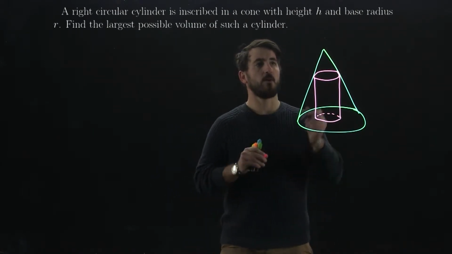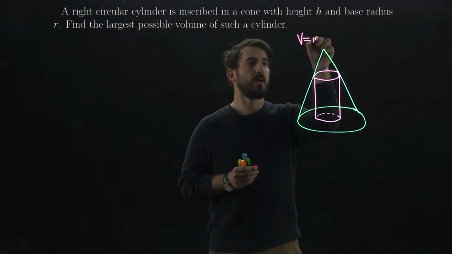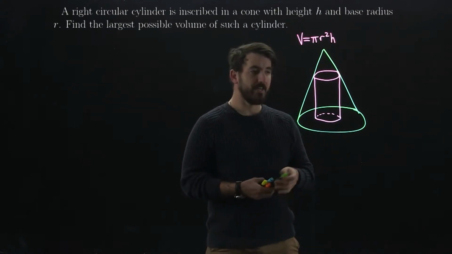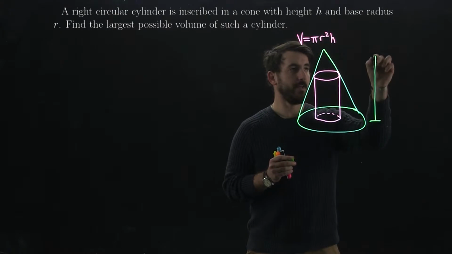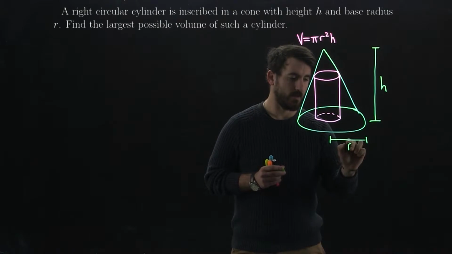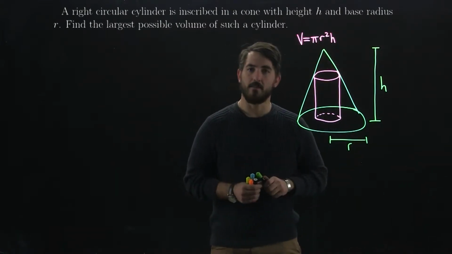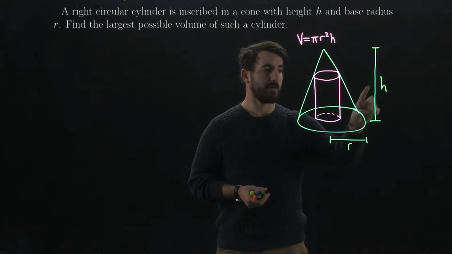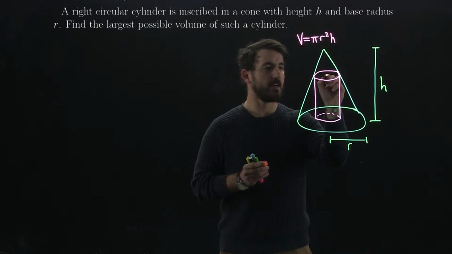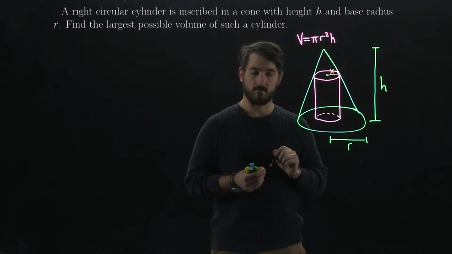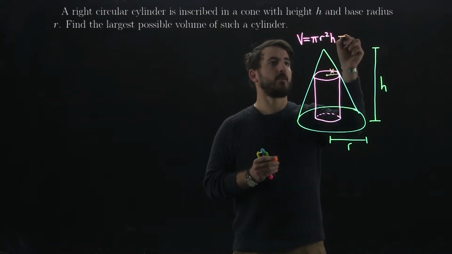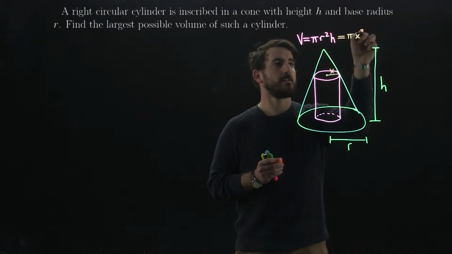Now, the volume of a cylinder is equal to pi r squared times h. But we are given that the height of the cone is h, and the radius of the cone is r. So these variables are not going to make much sense when I'm trying to optimize, since I'm already dealing with h and r. So instead, I'm going to label the radius of this cylinder as x. That's going to be a radius of x. So my new equation is going to be pi x squared.